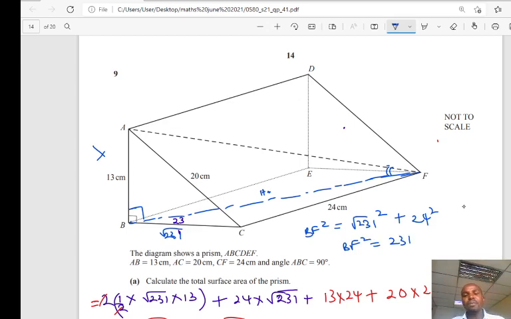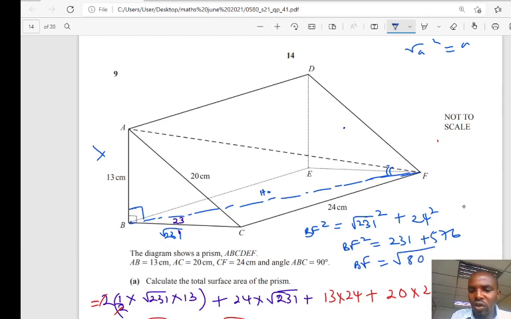You can punch it in your calculator. Square root of A squared is equal to A. Then plus 24 squared, what is 24 squared? 576. Which means BF squared is equal to 576 plus 231, you get 807. So it will be square root of 807, because to remove the square, you have to put square roots on both sides, remember? So this one will be square root of 807.